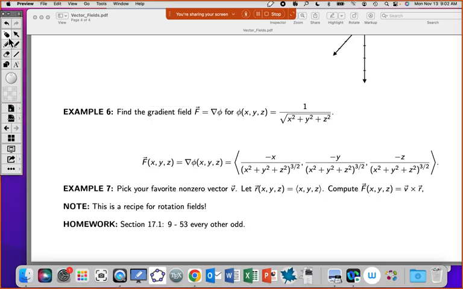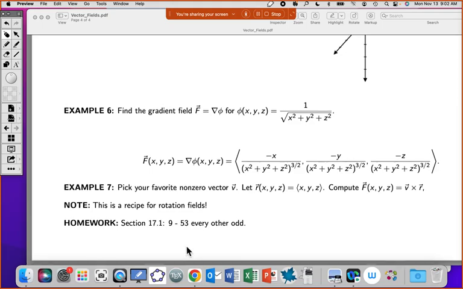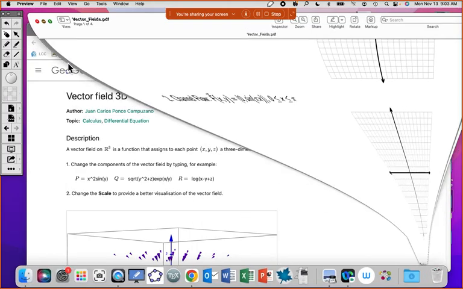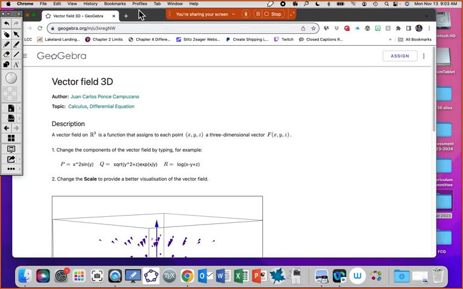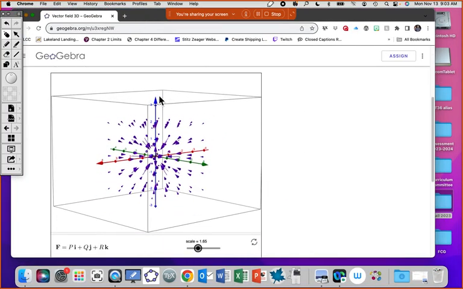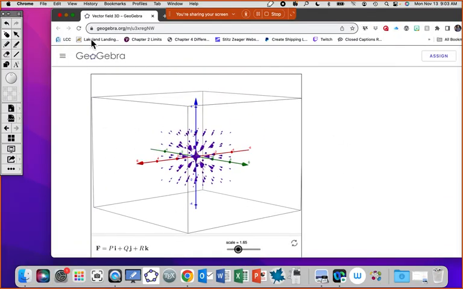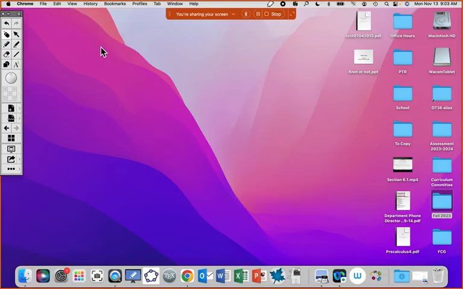So, you know, once again, there are homework problems to work on, right? But I think what's valuable here is playing with these tools, getting a good sense of what's going on.